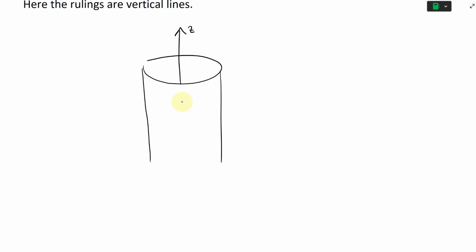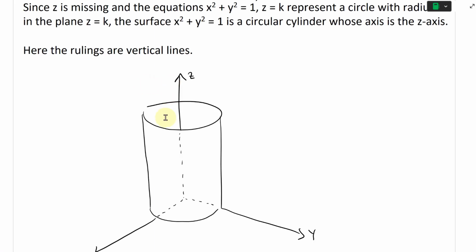Remember, we're going to have a circle. I'll illustrate this as I go. This goes all the way down into here, and then this is going to be dashed like that. This is going to be the y-axis, dashed like that. This is going to be the z-axis. So that's z and that's y. I mean, that's z, y, x like that. And the rulings are going to be vertical lines.